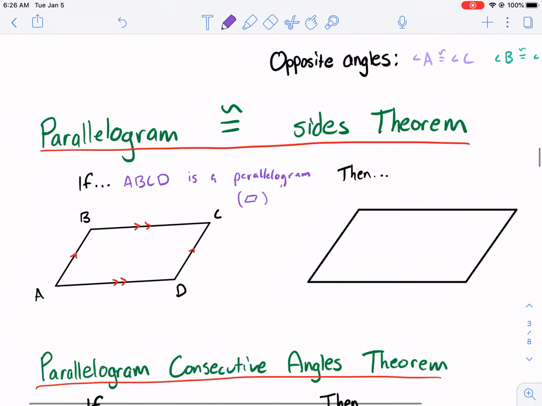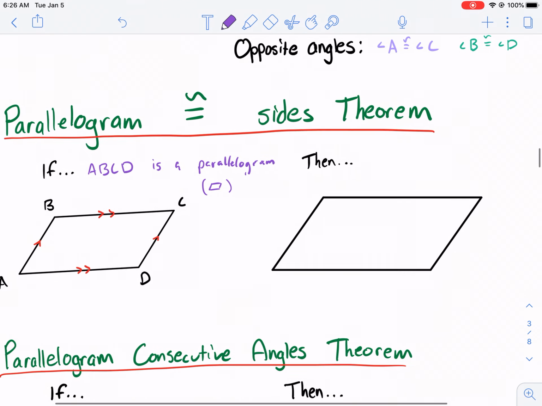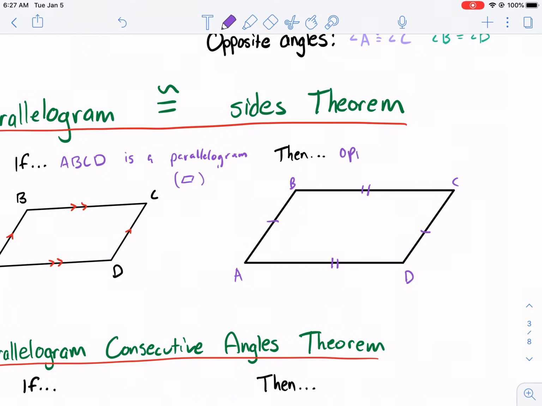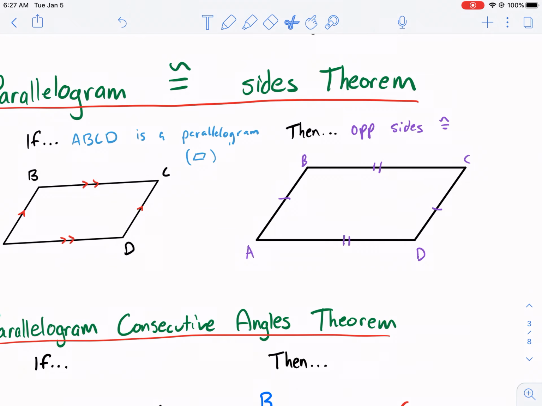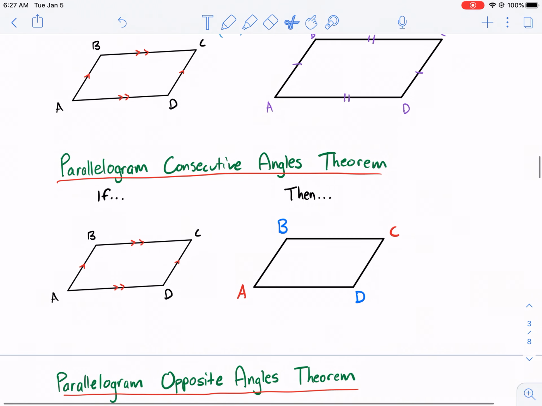Okay, so if we know it's a parallelogram, then we know that not only are opposite sides parallel, but opposite sides are congruent as well. So we can relabel this A, B, C, D, and we know that opposite sides are going to be congruent as well. And let's write that, opposite sides congruent. And I'm going to change the color just so it adds a little bit more pop to it. So we'll change this one to like a blue. Okay. So if ABCD is a parallelogram, then opposite sides are congruent. That's an important feature. So not only are they parallel, they're also congruent.